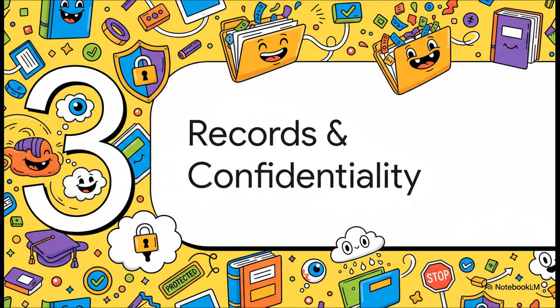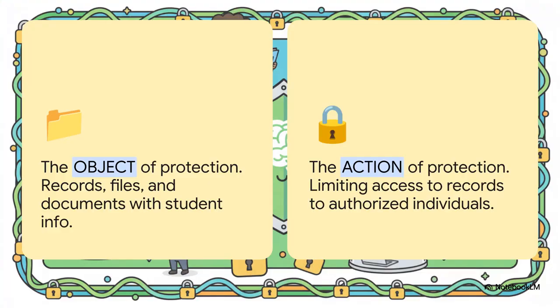Okay, so FERPA gives us the framework, but what are we actually protecting, and what does that protection really look like in practice? To get that, we need to understand two more key ideas: education records and confidentiality. I love how this slide breaks it down. It makes it so clear. Just think of it this way. Education records are the thing we protect. The files, the documents, the data itself. Confidentiality is the action we take to protect it, the process of making sure only the right people can see it. One's the what, the other's the how.